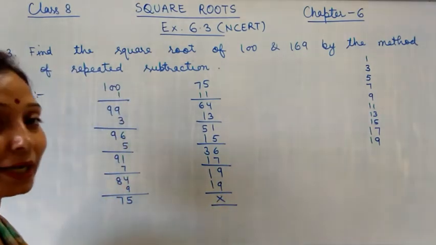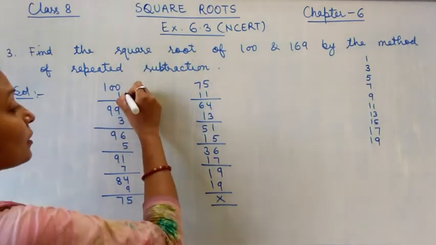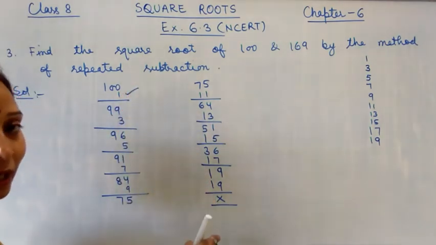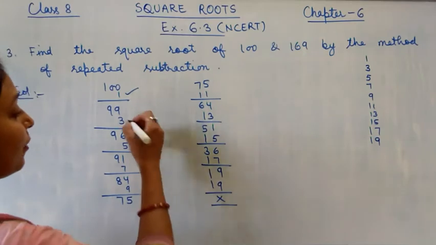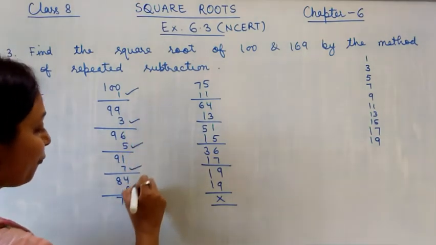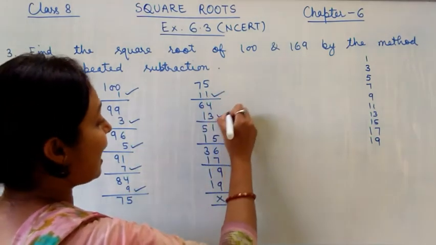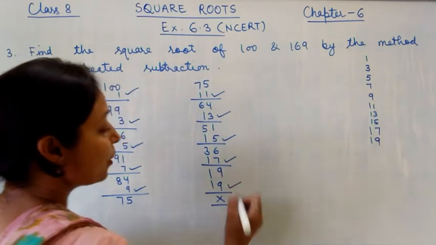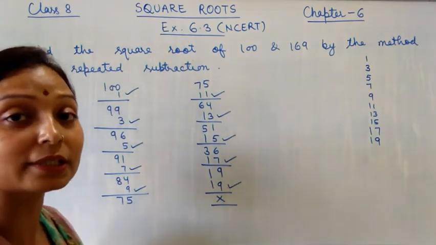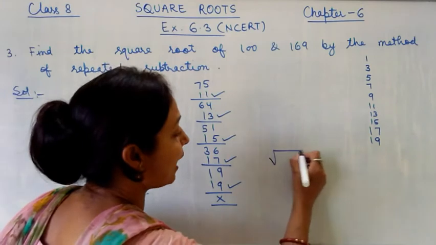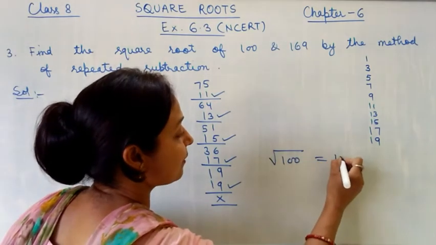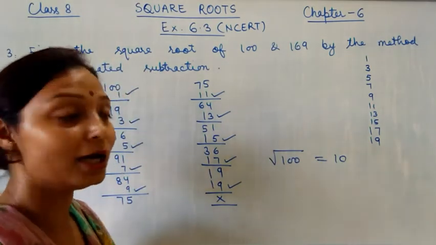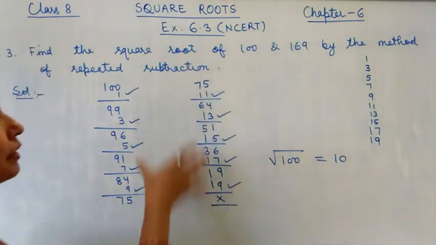Now how can you find the square root? Count the odd numbers which are subtracted repeatedly. 1, 2, 3, 4, 5, 6, 7, 8, 9, 10. You have to do the subtraction 10 times. That means the square root of 100 is 10. So this is the way to solve the question by using repeated subtraction.